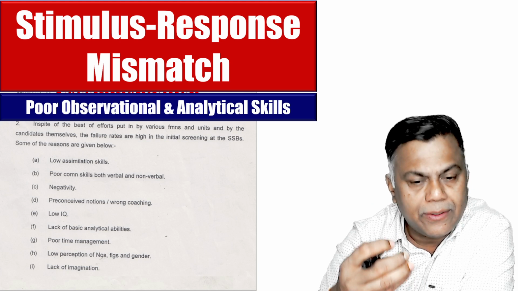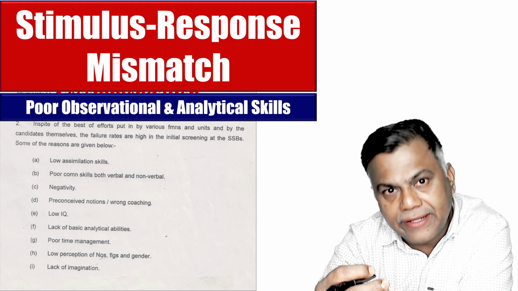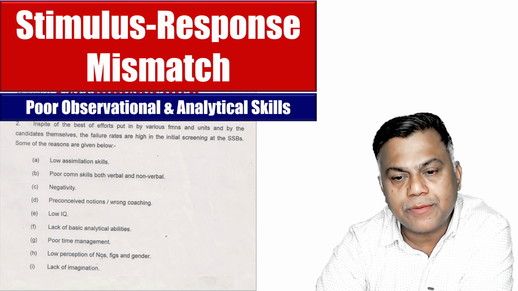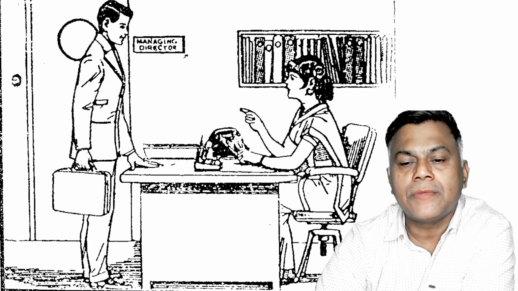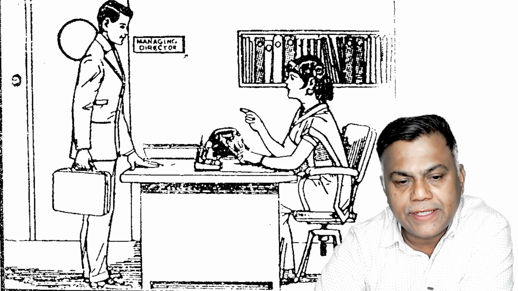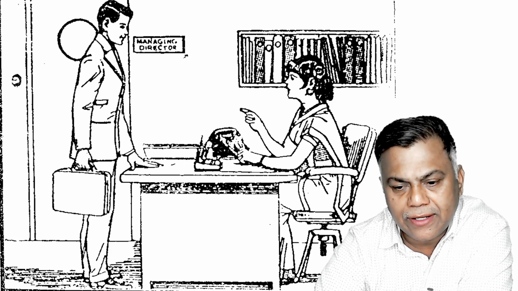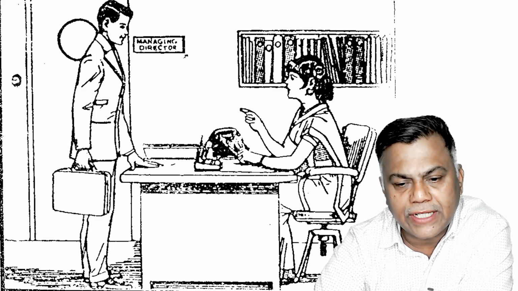Today we will take poor observational and analytical skills leading to a stimulus response mismatch. So we'll take this picture. If you observe this picture, you can see there is a lady who is sitting on an office chair. There is a telephone in front of her.